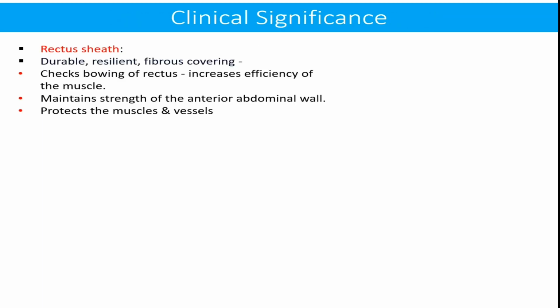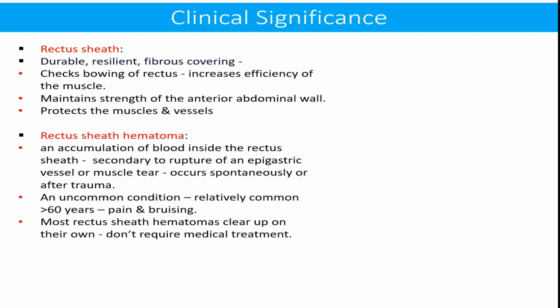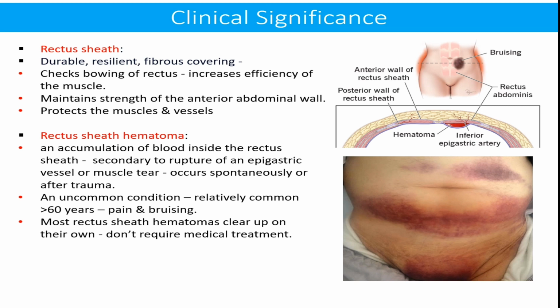Clinical significance of rectus sheath. As this sheath is a durable, resilient, fibrous covering, it checks bowing of the rectus, especially during flexion of the trunk. Hence, it increases efficiency of the muscle. It maintains strength of the anterior abdominal wall and protects the muscle and vessels within it.